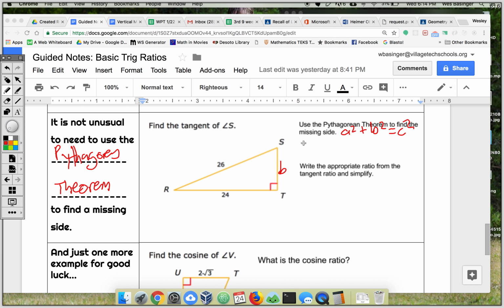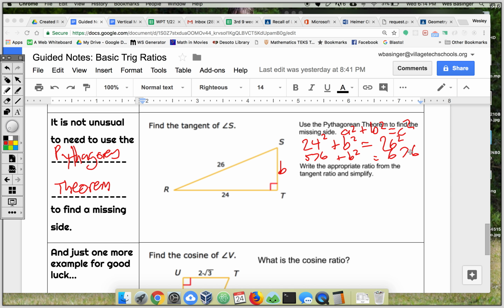A is 24. Let's go ahead and square that. 24 squared plus b squared equals c squared. Well, I know what c is. Let me go ahead and substitute that. So that would be 26 squared. Okay, you might have to check my math on this, but I worked this out earlier, and I believe I got 576 when I squared 24, and I got 676 when I squared 26.